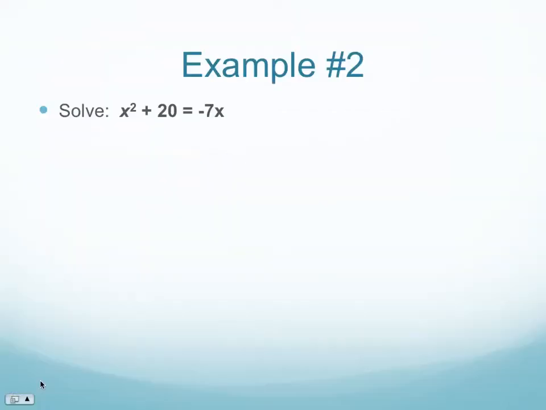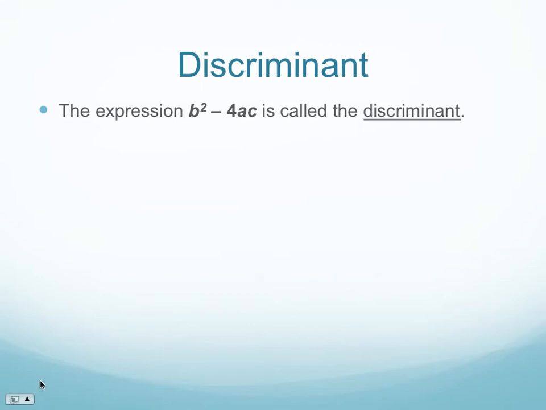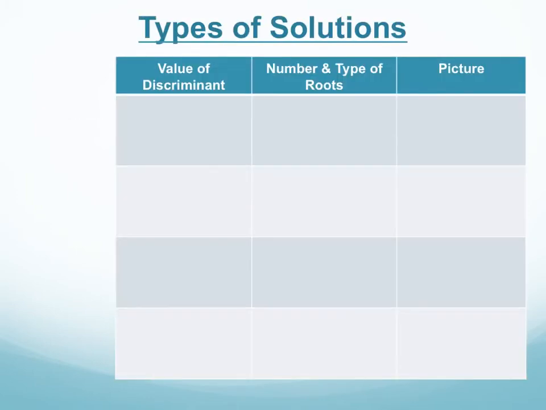Okay, now we're going to talk about the discriminant. The discriminant is that part underneath the square root, the b squared minus 4ac. The discriminant will tell us the type of solutions and the number of solutions that a quadratic equation has. So if you would please draw this table. I'm going to rewrite the quadratic formula over here.